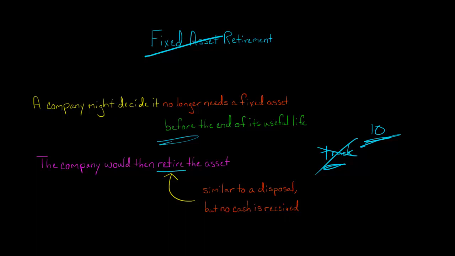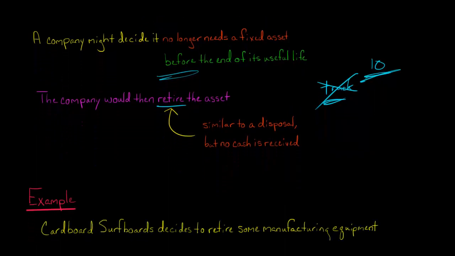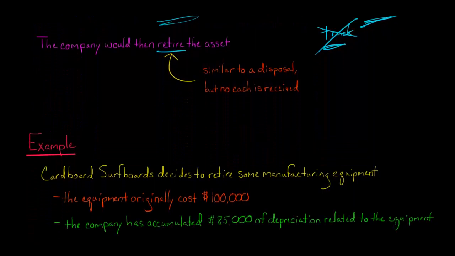So we're going to treat this similar to a disposal of an asset. The only difference is that we're not going to be receiving any cash. As I said, they're not selling the truck. They're just going to take it to a junkyard and say, you know what, we're done with this fixed asset. So the question is, how do we account for that? So let's do an example.